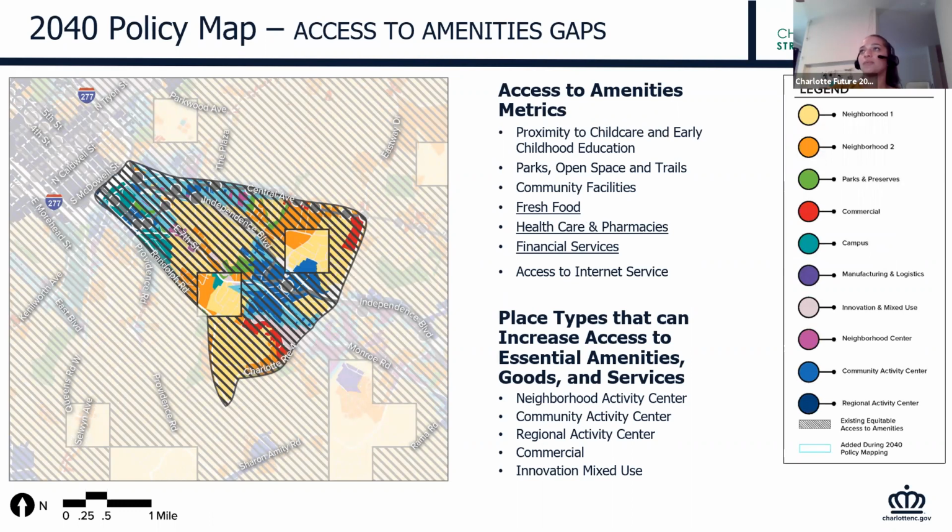Again, this is the access to amenities map, and you can see any of the areas outside of the hatching are where your gaps exist. For this specific one, the place types that we can map to increase access to essential goods are your neighborhood activity center, your community activity center, the regional activity center, and then commercial and innovation mixed use. And again, as with the previous map, there's relatively good coverage for access to amenities with some exceptions.